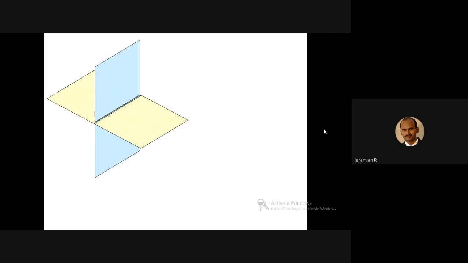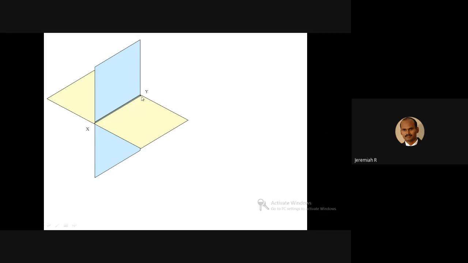So this is the first quadrant, second quadrant, third quadrant, fourth quadrant. Just watch it. So this is called the XY line or reference line. We have to mention this for projection of line, projection of solid, everything we will mention this.